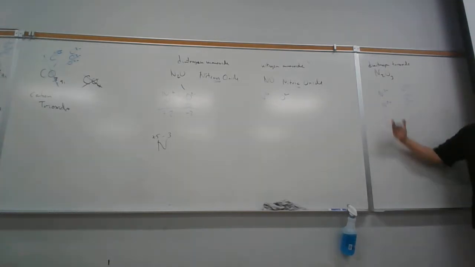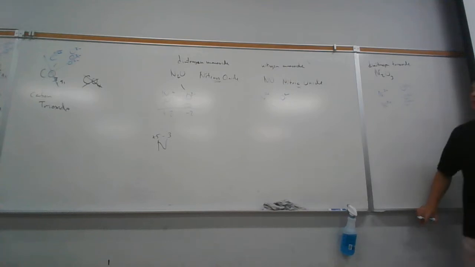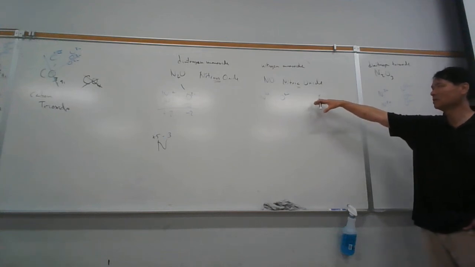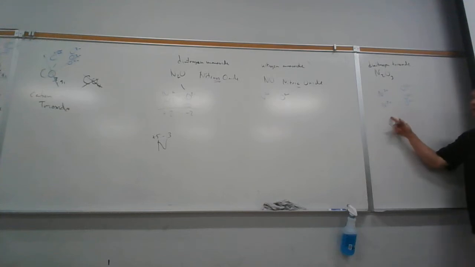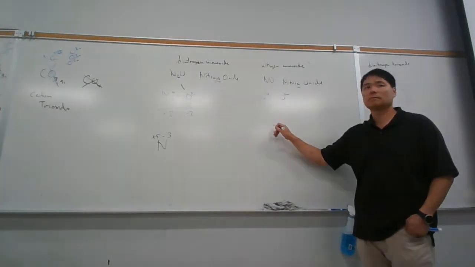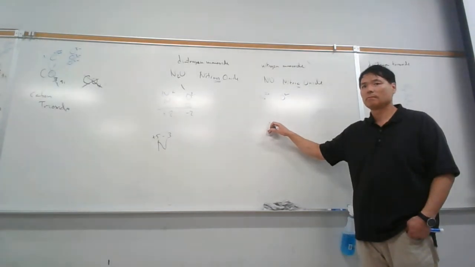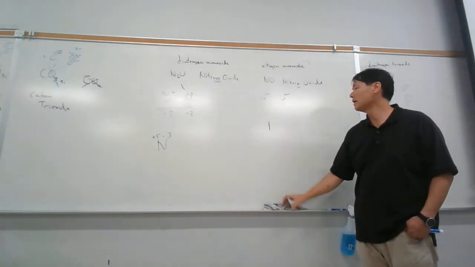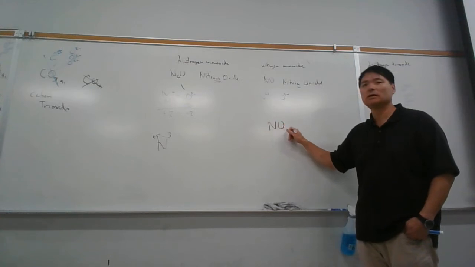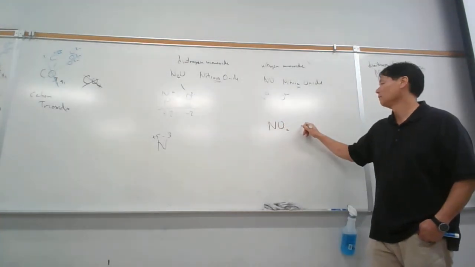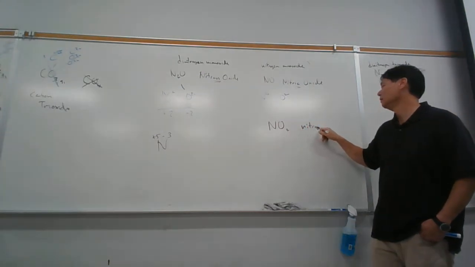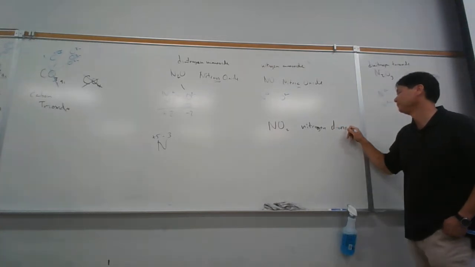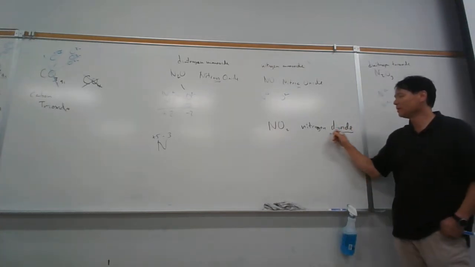So would it be reasonable to expect the existence of dinitrogen trioxide? Sure, it would be. There's also another one, N2O4, which is similar to this, except everything's doubled. So that's +3. What would be +4? If I had nitrogen in the +4, what would I form? NO2. Do you know what NO2 is called? Nitrogen dioxide. Nitrogen dioxide is the big one.